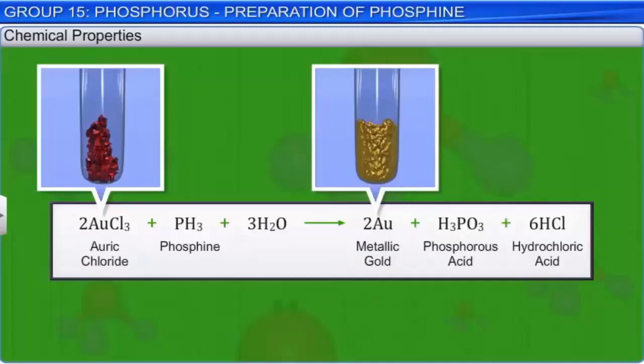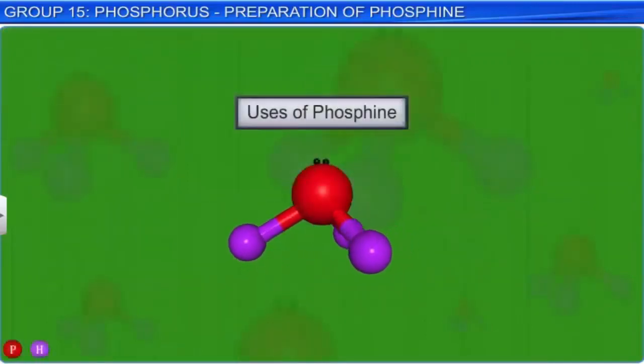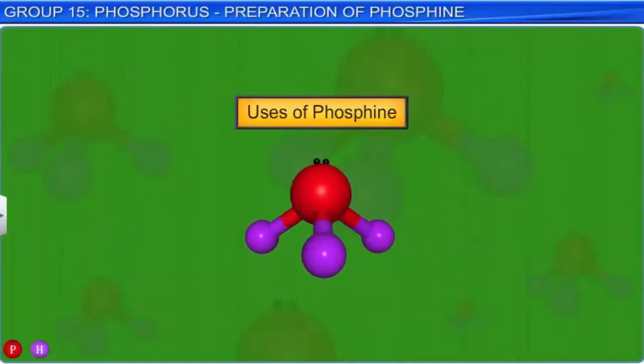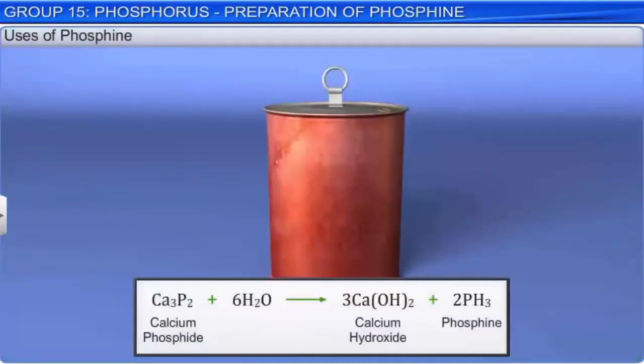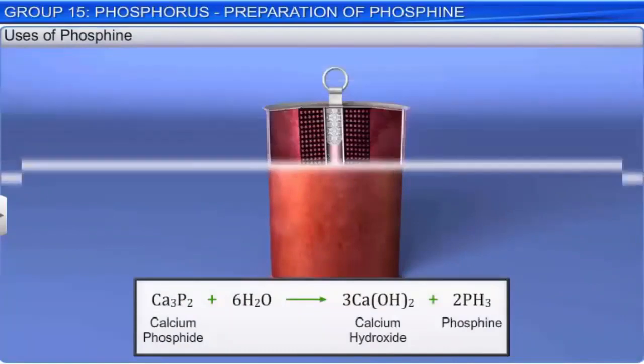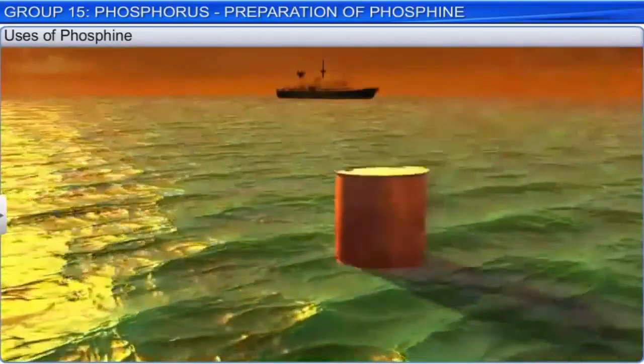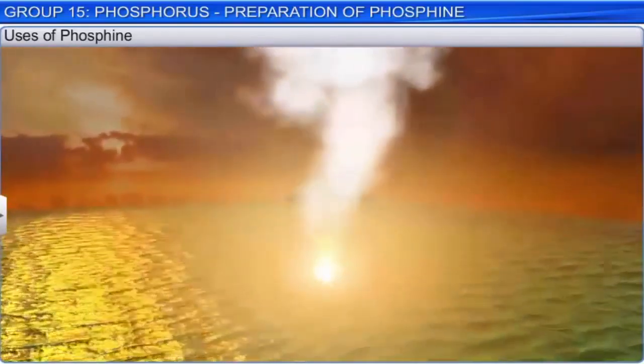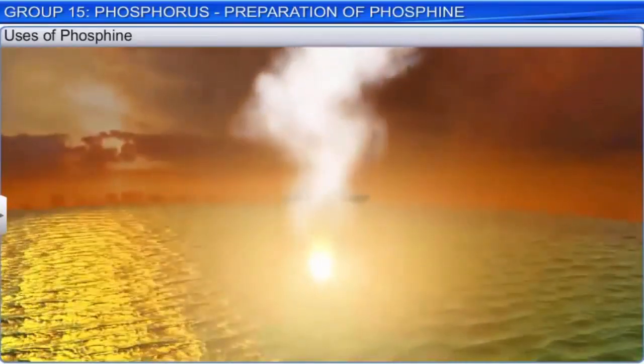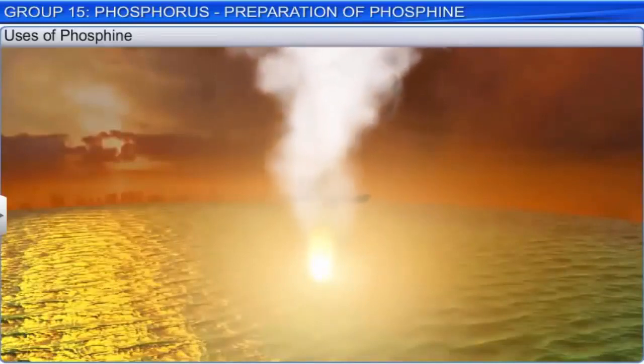Let us now turn to the uses of phosphine. The hydrolysis of calcium phosphide finds use in the manufacture of Holmes signals. A mixture of calcium phosphide and calcium carbide is taken in a container and sealed. When needed, the container is pierced and thrown into the sea. As water enters the container, it reacts with the mixture and produces brilliant flashes of light, a bright luminous flame which serves as a signal to approaching ships.